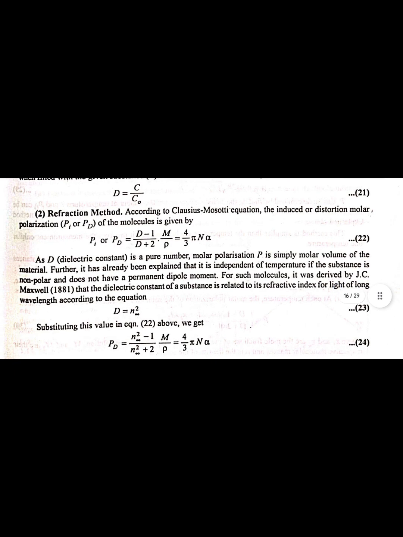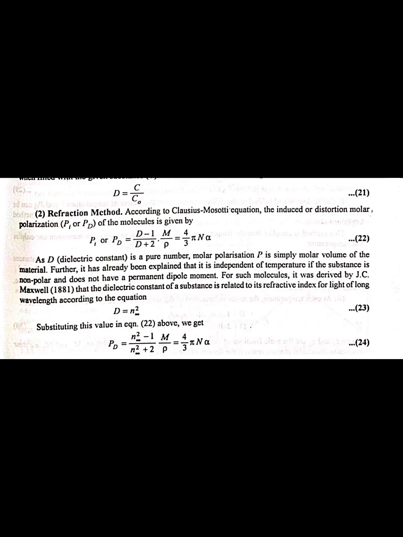The dielectric constant required in the above equation is determined by first measuring the capacity of a condenser in vacuum between the plates, C naught, and then measuring the capacity of the same condenser when filled with the given substance, C. The dielectric constant of the given substance is then given by D is equal to C by C naught. Equation number 21.